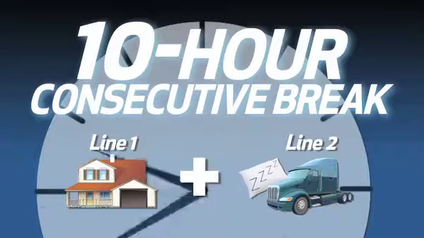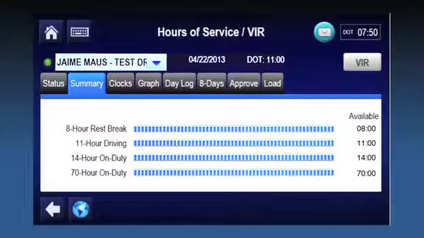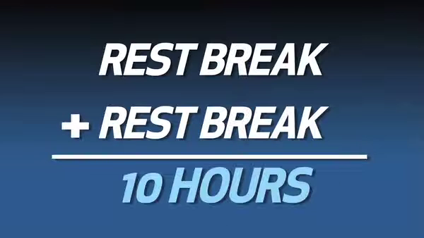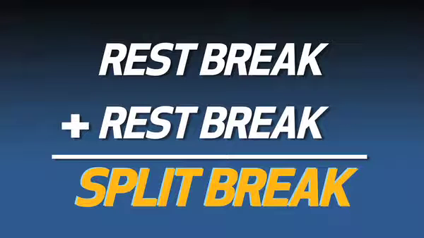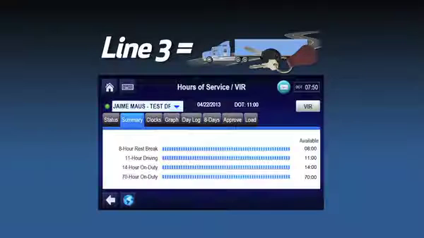A consecutive 10-hour break on line 1 or line 2 will allow you to get all hours back on the 11-hour rule. You may also take 2 rest breaks that equal 10 hours in order to get part of your hours back on the 11-hour rule. This is known as a split break and will be discussed in more detail later in this module. All line 3 time counts against this rule.